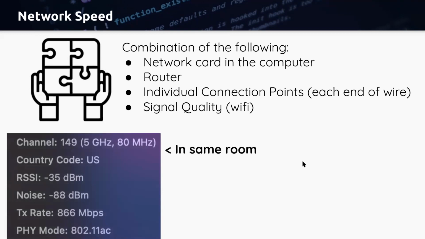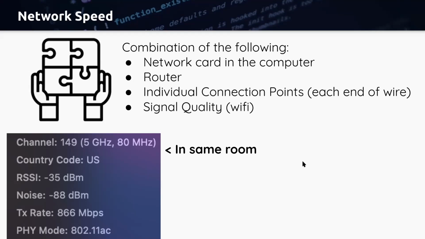Now, what I have here on the left is a signal quality readout. I took this the other day. This is my computer in the same room as my router. The channel is your broadcast channel. So when you're in an area with a lot of congestion, you have to choose a channel that's not heavily congested, and that's how you maintain good signal quality. The RSSI and noise are just numbers that are used to generate your overall signal strength.